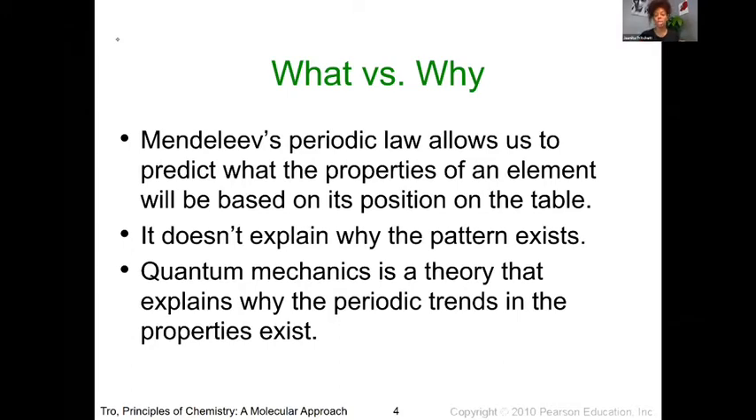The why is really based off of those quantum mechanics that we introduced back in chapter 7 and that we're going to finish off in these upcoming slides. It's those quantum mechanics that are going to help us to understand why such properties exist based on where an atom is found on the periodic table.